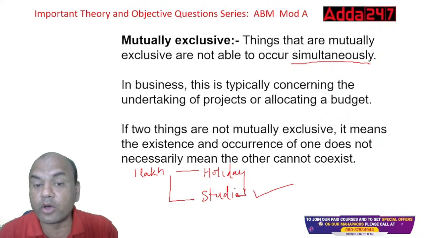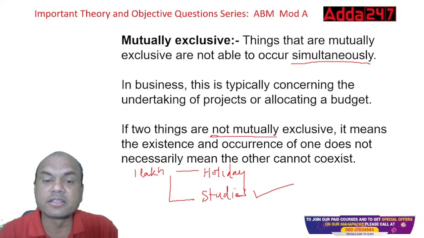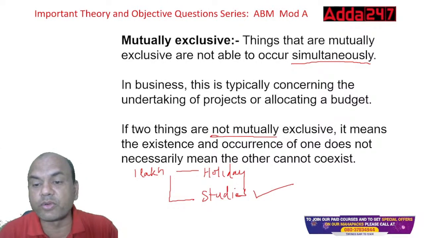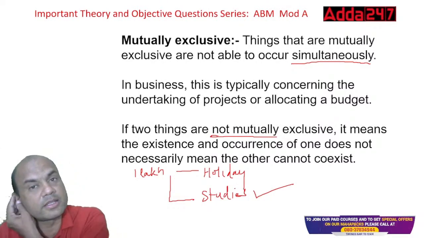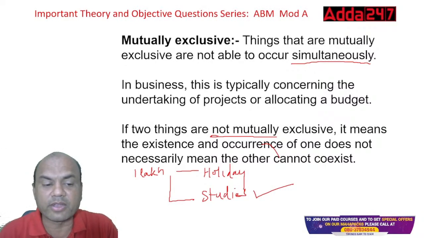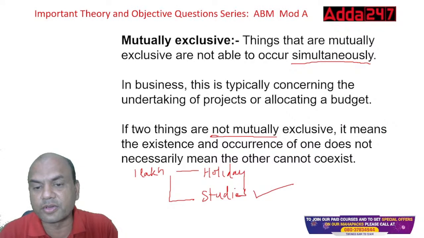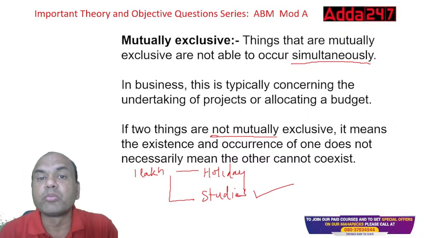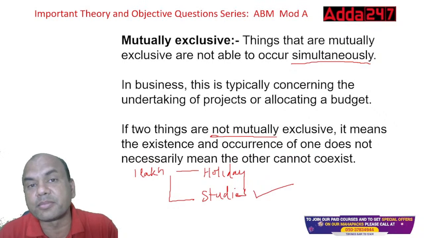If two things are not mutually exclusive, they can occur simultaneously. It means the existence and occurrence of one does not necessarily mean the other cannot exist. What do I mean by this? See here, whenever I say something is mutually exclusive, what does it mean? Both the things can't occur at the same time.